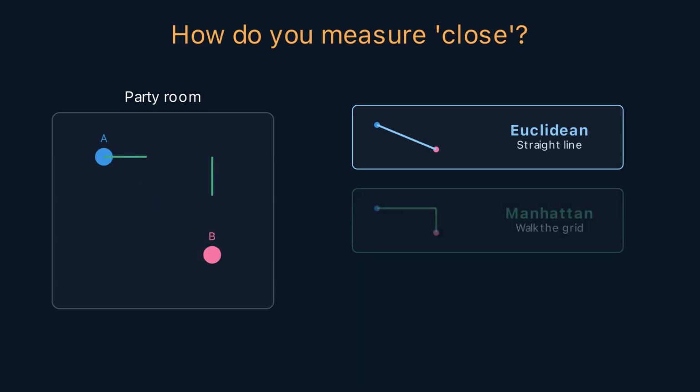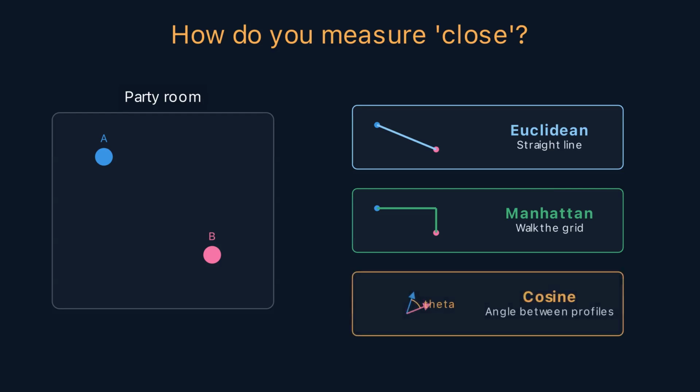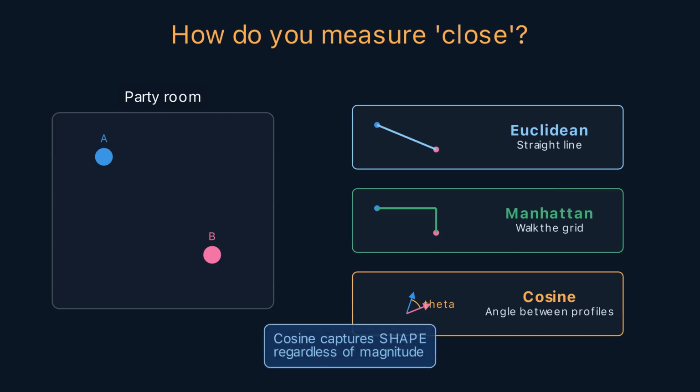In gene expression, each person has 20,000 measurements. Euclidean distance works but is dominated by highly expressed genes. Cosine similarity. The angle between two expression vectors. Captures profile shape regardless of magnitude. A cell expressing gene A at 100 counts and gene B at 200 has the same cosine similarity as one expressing A at 1000 and B at 2000. Shape over scale.